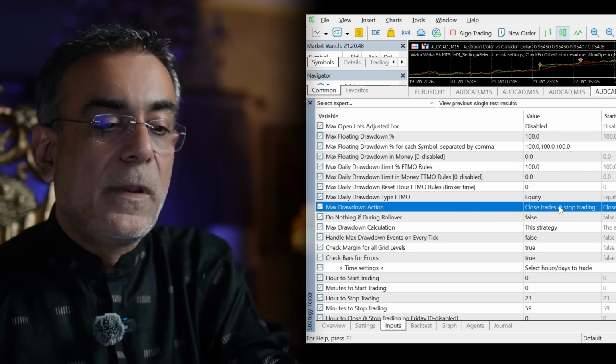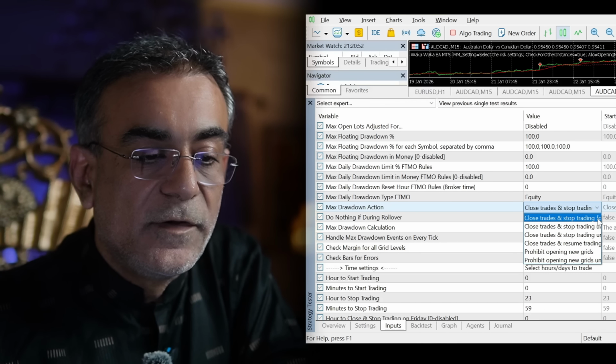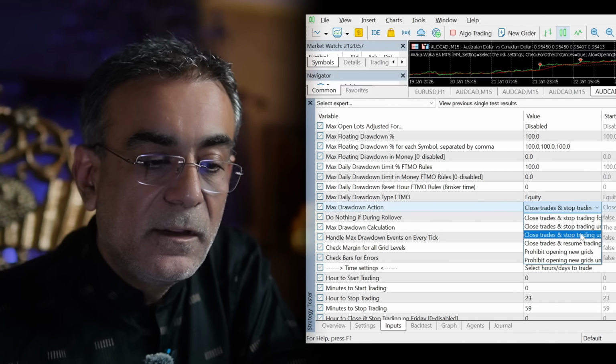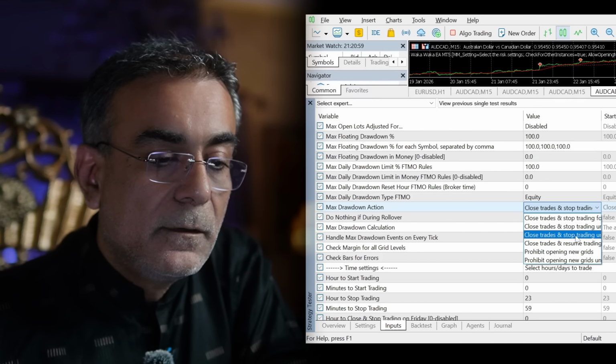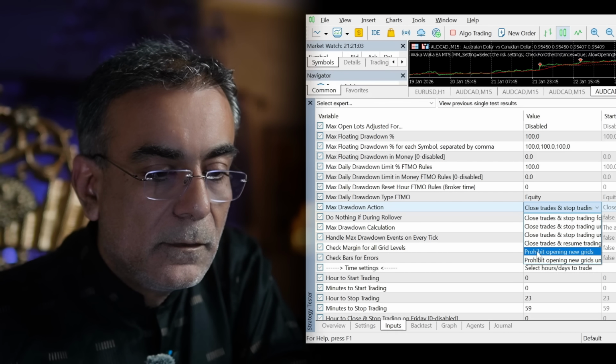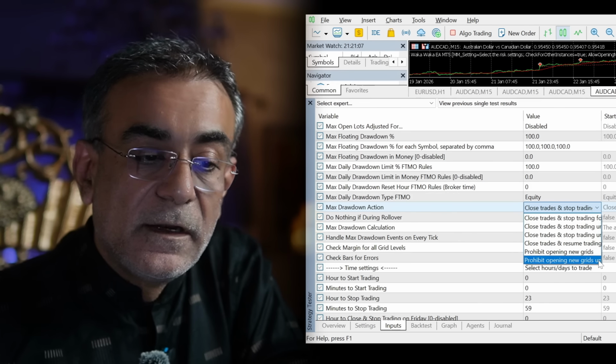And then this one. So when the drawdown happens, based on this, what do you want? Do you want to close the trade and stop trading? Do you want to close the trade and stop trading until restart? Do you want to stop trading? Do you want to close the trade and stop trading, I think, until restart? Prohibit opening new grids. Prohibit opening new grids until restart.